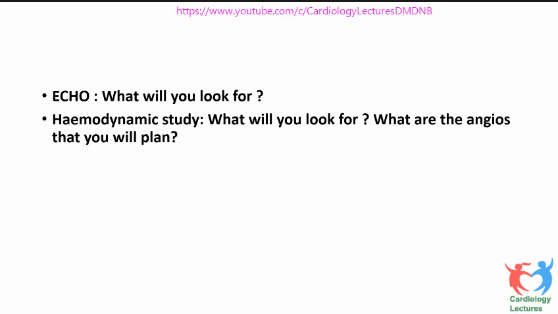Echo. What are the things that you look for in echo? Especially, what are the things that you look for in a patient with cyanotic congenital heart disease? What is the most important thing that you look for? You should look for the abnormality. Yes, VSD. Yeah, you have to look for the abnormality to diagnose. How do you diagnose the pathology of Fallot from an echocardiogram?